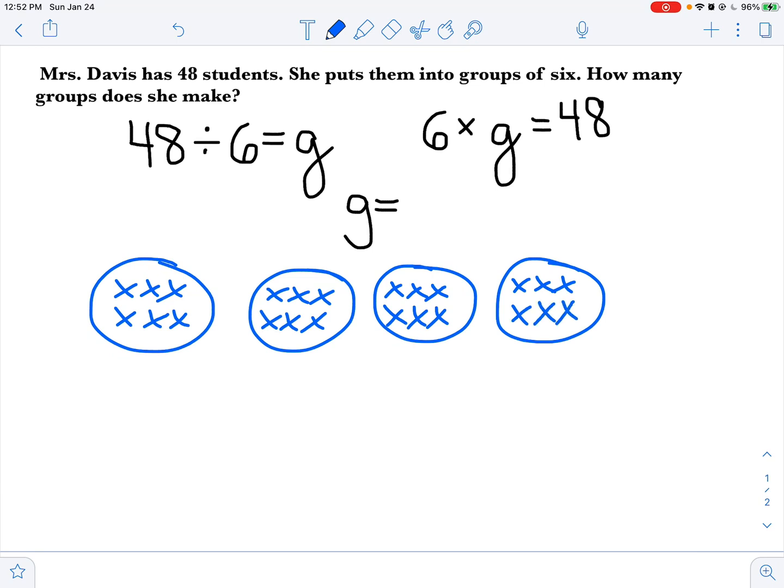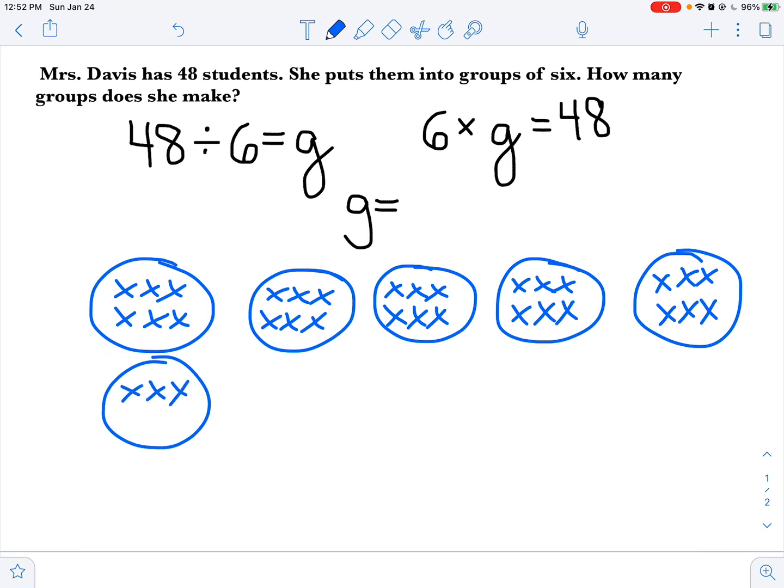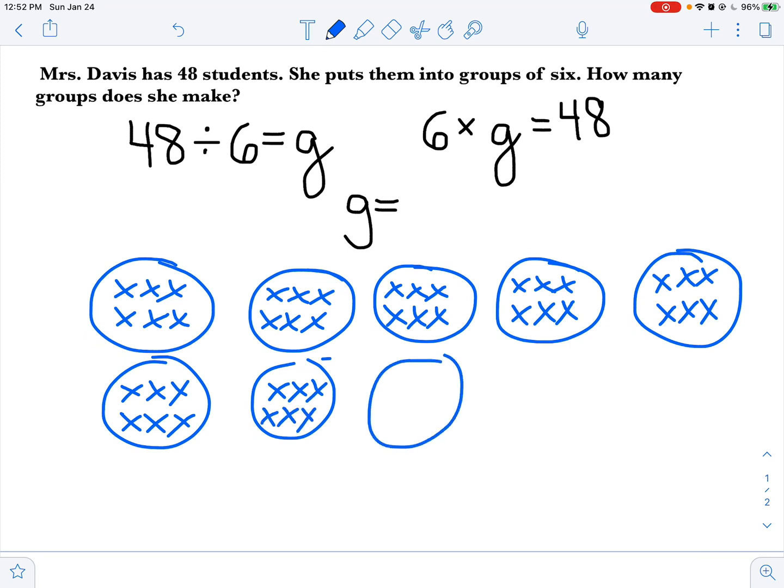Boy, this is taking me a long time. I'm not really a fan of all this. 25, 26, 27, 28, 29, 30. 31 through 42, 43, 44, 45, 46, 47, 48. That took a long time. 1, 2, 3, 4, 5, 6, 7, 8 groups is what I came up with as an answer, but I don't like how long it took me.